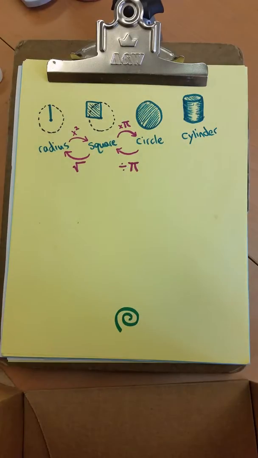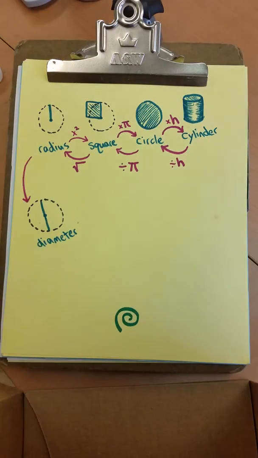To get from the circle, which is the base of the cylinder, to the cylinder, we just multiply by h, because the area of the circle times h will equal the volume of the cylinder. To get from the volume of the cylinder back to the area of the circle, we do the opposite. We divide by h.